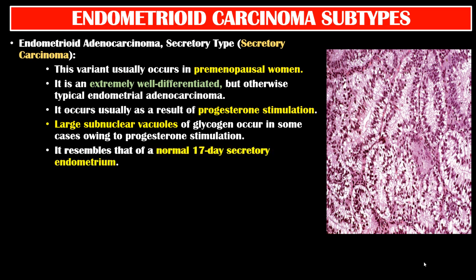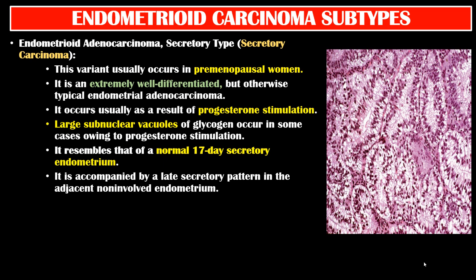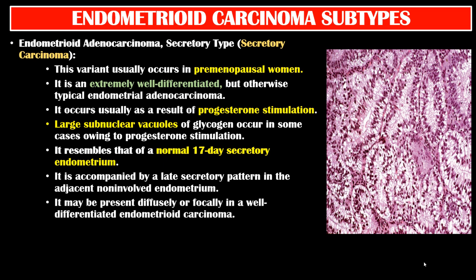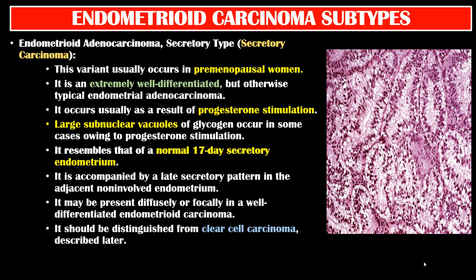It resembles that of a normal 17-day secretory endometrium. It is accompanied by a late secretory pattern in the adjacent non-involved endometrium. It may be diffuse or focal in a well-differentiated endometrioid carcinoma. It should be distinguished from clear cell carcinoma, which will be described later. It has the most favorable prognosis.